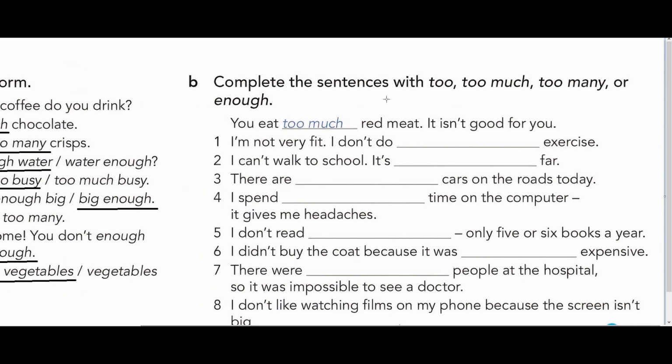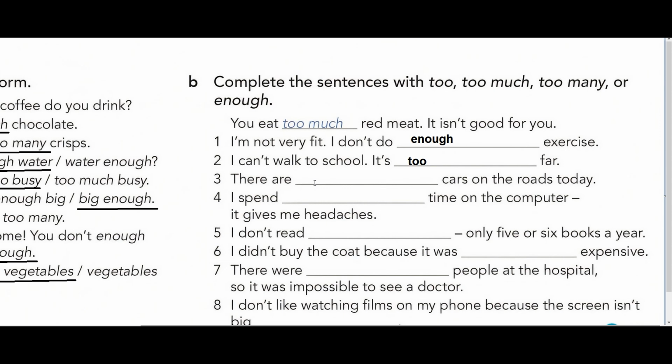Complete the sentences with too much, too many, or enough. Let's start. I'm not very fit. I don't do enough exercise. Number 2, I can't walk to school. It's too far. Far, it's an adjective, so just too far.